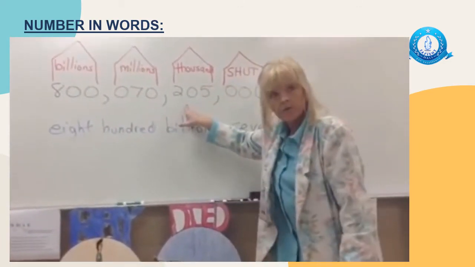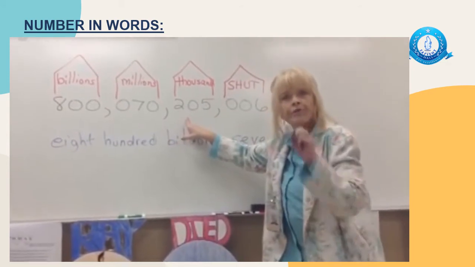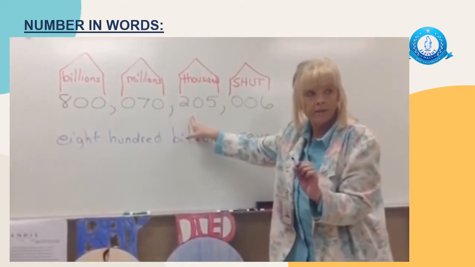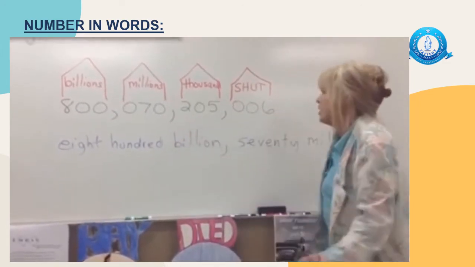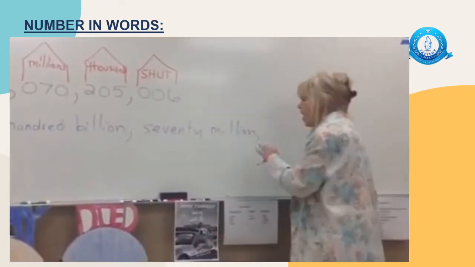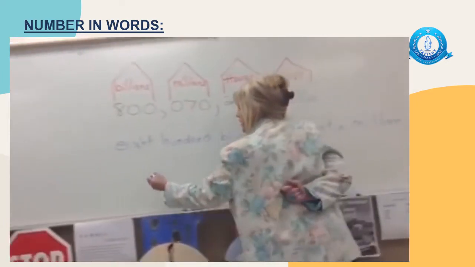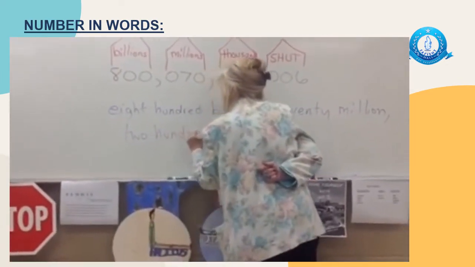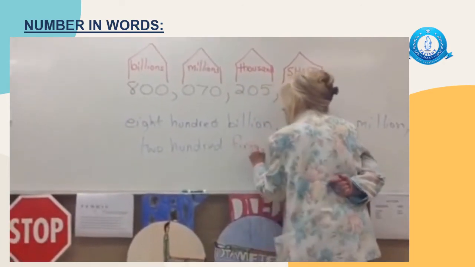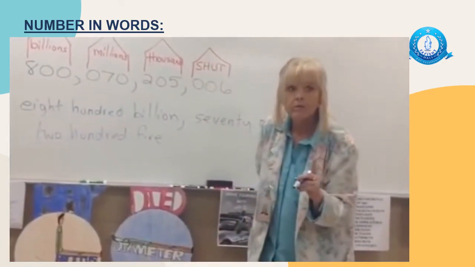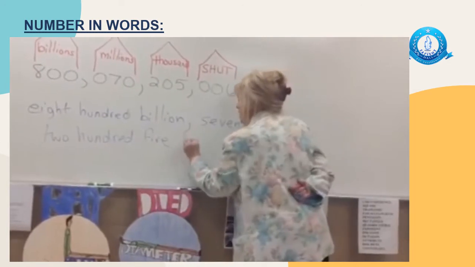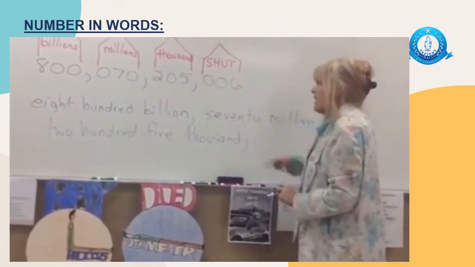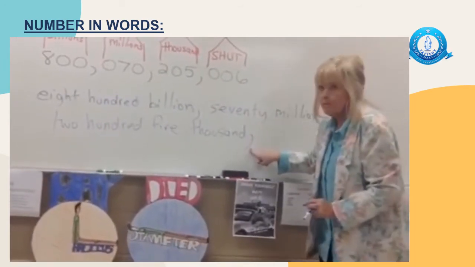Who's in that house? 205. And you don't say "and" unless you see a what? Decimal point. So you just write 205. I'm going to start down here so you can get it in video. 205. What's the name of the house? 1,000. 205,000. If they put a comma, you put a comma.